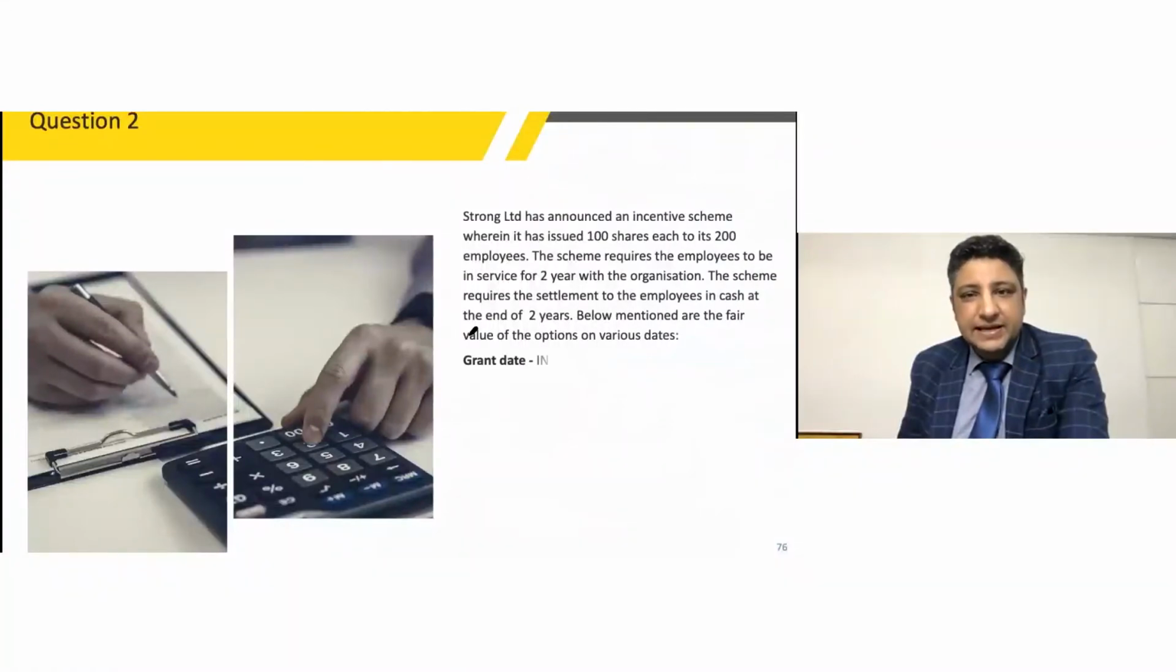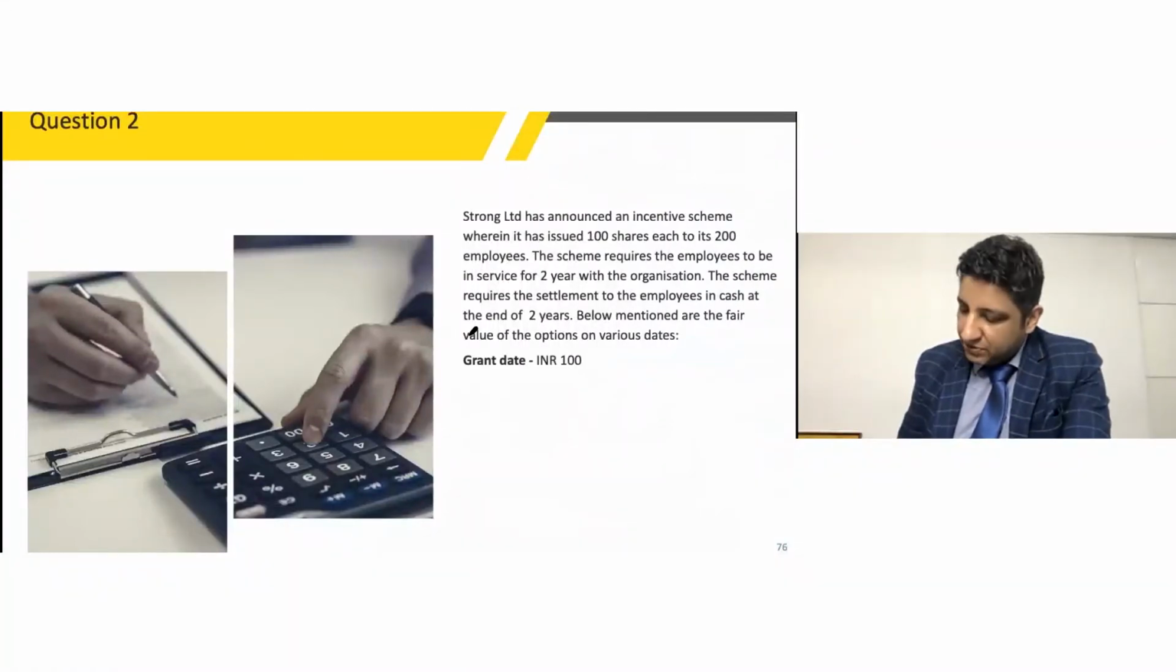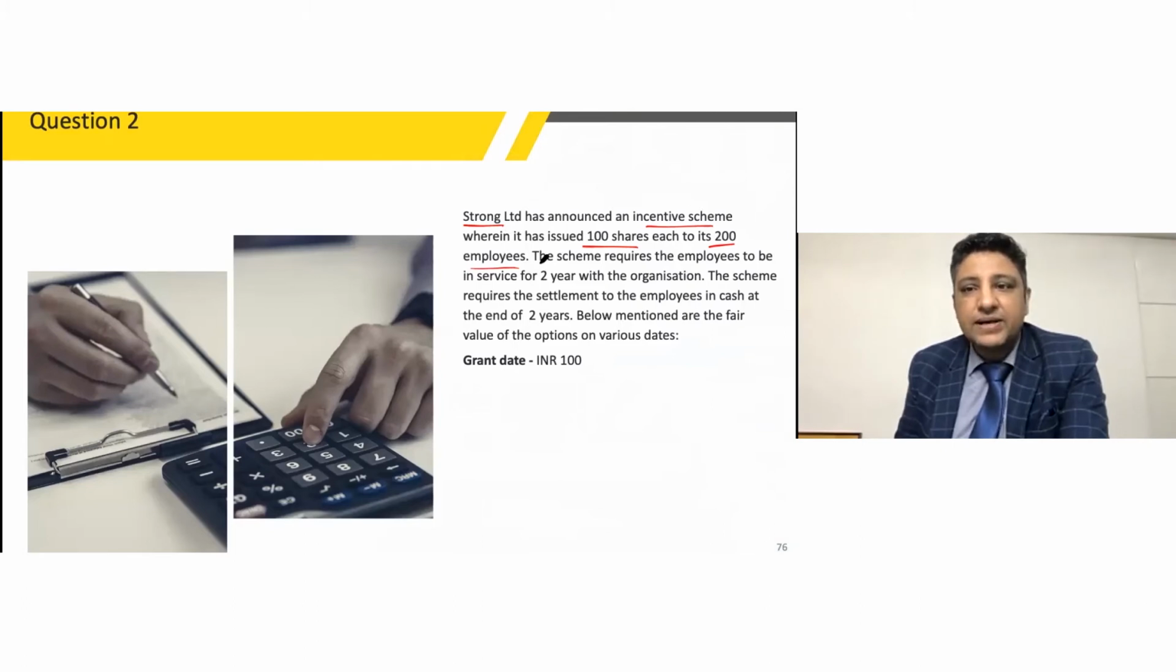All right, let's have a look at this scenario. It says that Strong Limited has announced an incentive plan where it has issued 100 shares to each of the 200 employees. The scheme requires the employees to be in service for 2 years with the organization, and the settlement has to be done in cash.